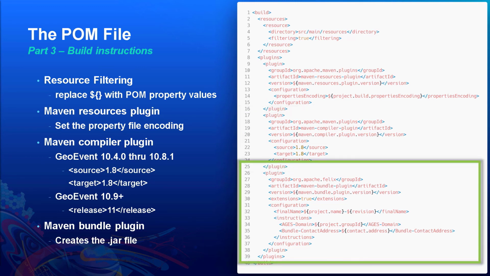Finally, there's the Maven bundle plugin that takes the compiled files and wraps them up into the jar file for deployment. There are some important build instructions that you can supply. I'll get to those next. What you see here is probably the minimum set of instructions that can be used in most situations.